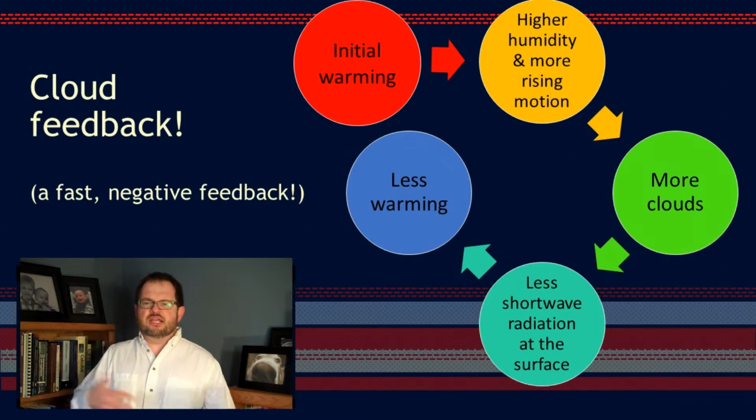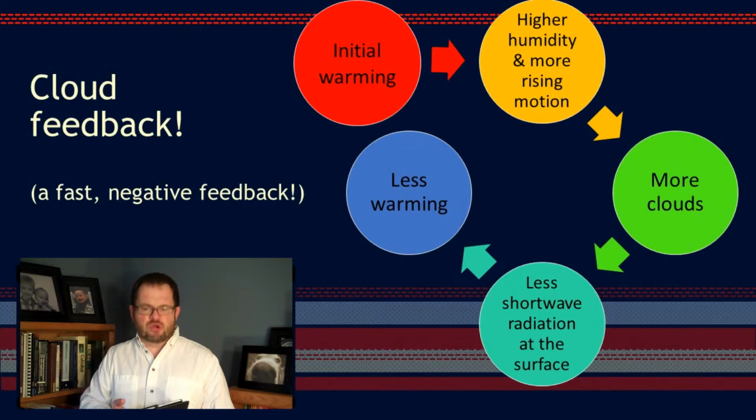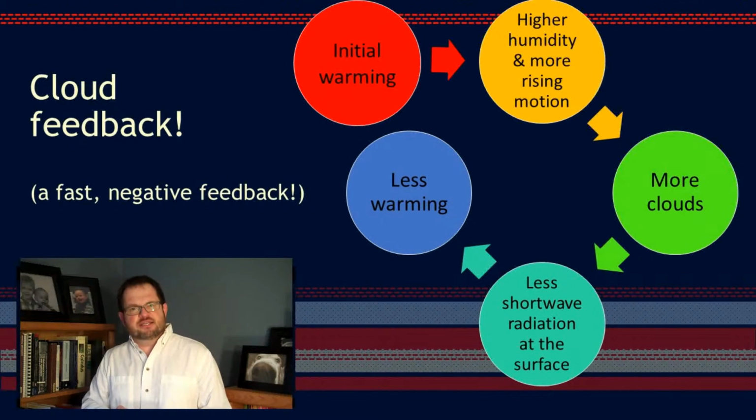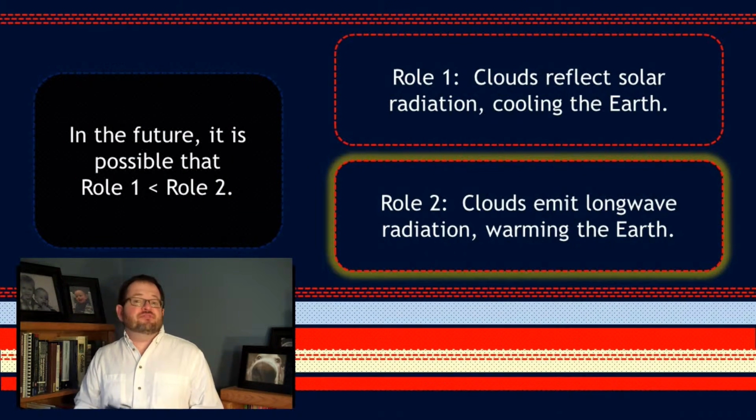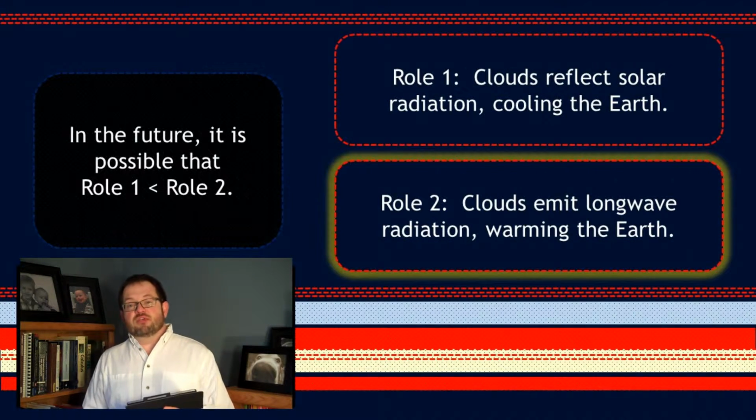They keep the Earth cooler, you get less warming. So the original warming is then contradicted by the clouds and then the reduced warming that happens afterward. It's a fast negative feedback. But it doesn't have to always be that way. In fact, there's some suggestions that in the future, role 2 will be bigger than role 1.